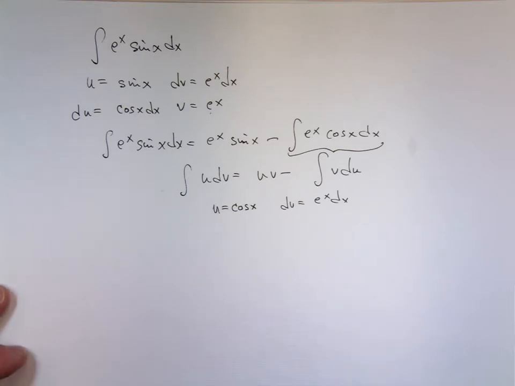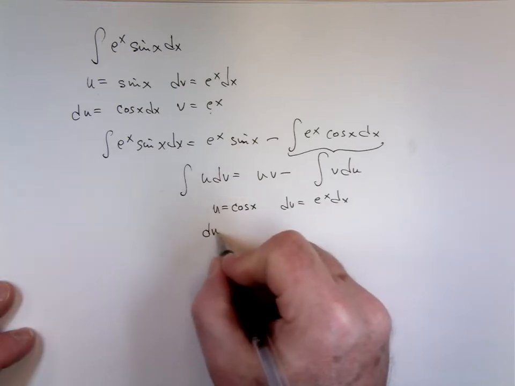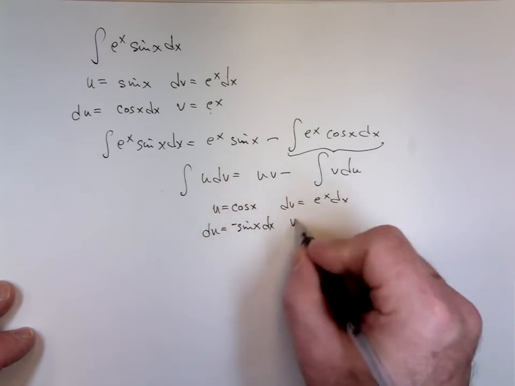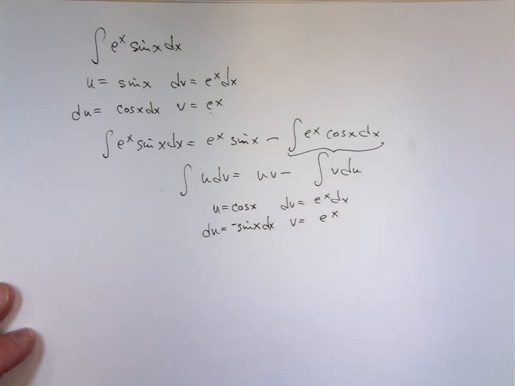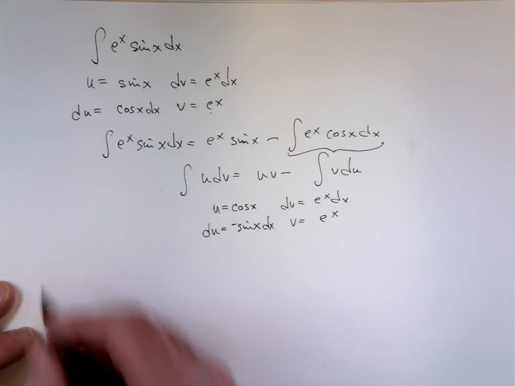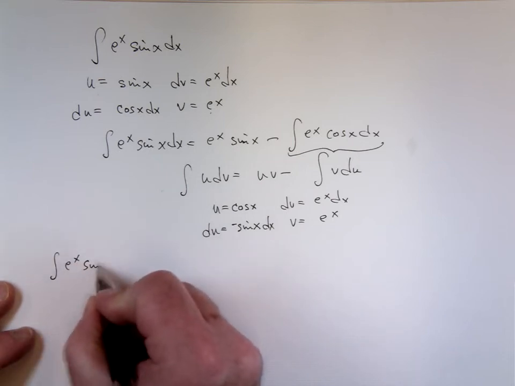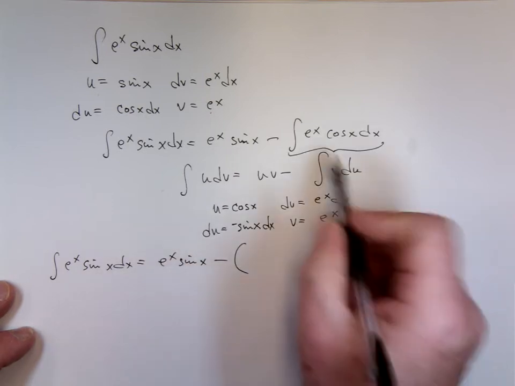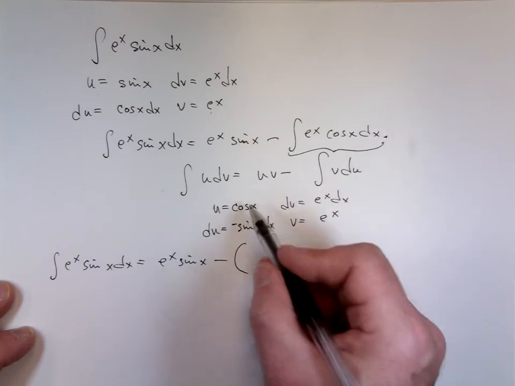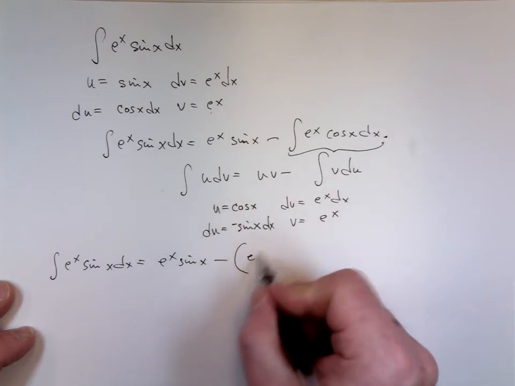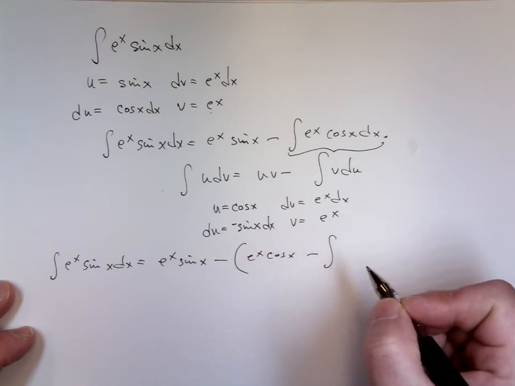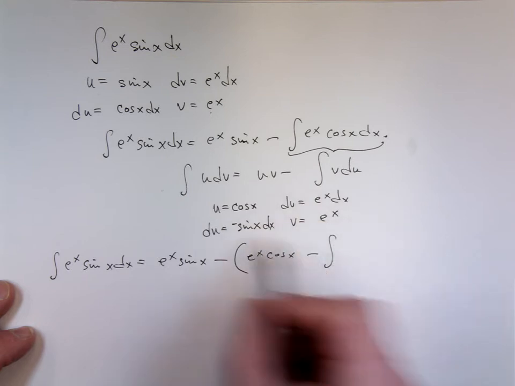Watch what happens here. This is kind of cool. So du, the derivative, is negative sine. V is e to the x. So here's what I got. The integral of e to the x sine x dx is equal to e to the x sine x minus this integral. But what is that integral equal to? uv minus the integral of v du. Now I got a minus here, I got a minus here. That's going to be a plus.